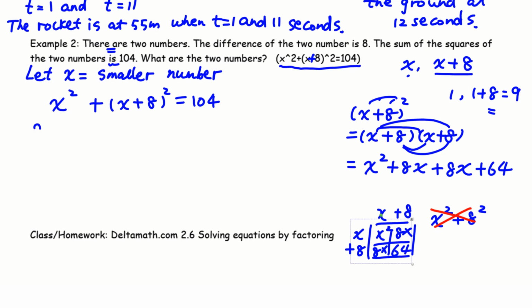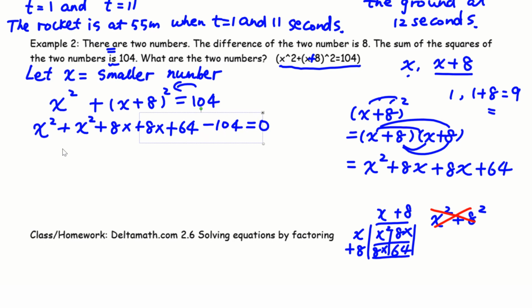So we are going to write it down. So x squared plus 8x plus 8x plus 64. Then we want to move everything to one side. So it will be minus 104. Then we collect the like terms. So x squared, same variable, same degree, we call them like terms. So 1 plus 1 give you 2x squared.